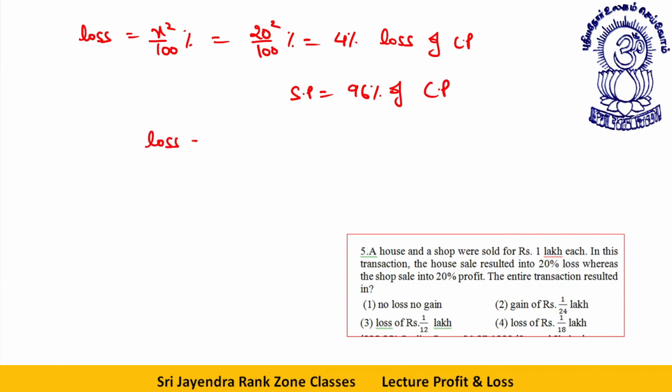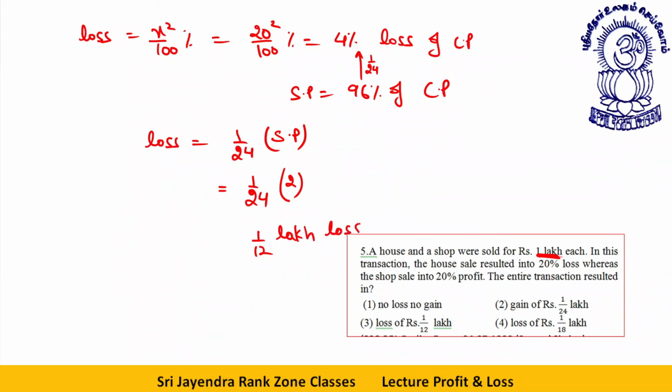So loss will be, I can say, 1 by 24 of CP. That is 1 by 24 of CP. Okay, so SP, I'm very sorry. If you do like this, 1 by 24 of SP, which is 2 lakhs, you get 1 by 12 lakh loss. I'm sure it must be clear to all of you now.